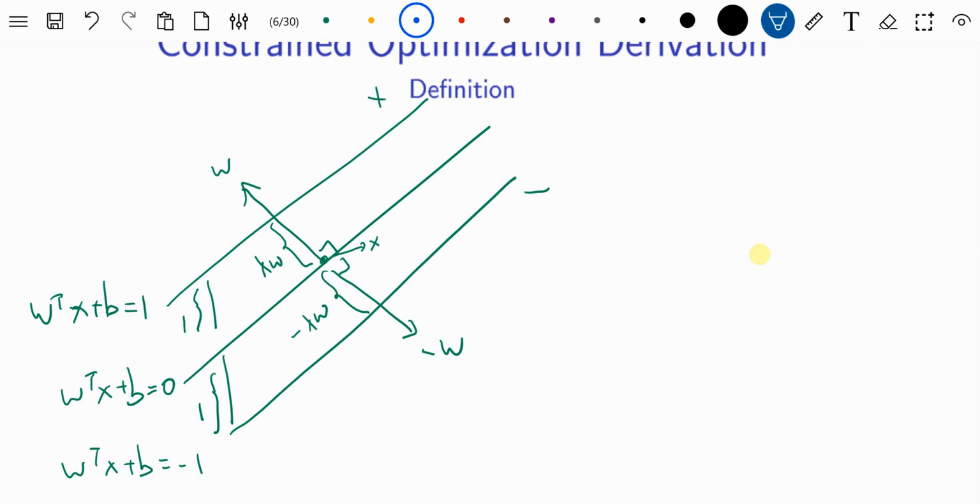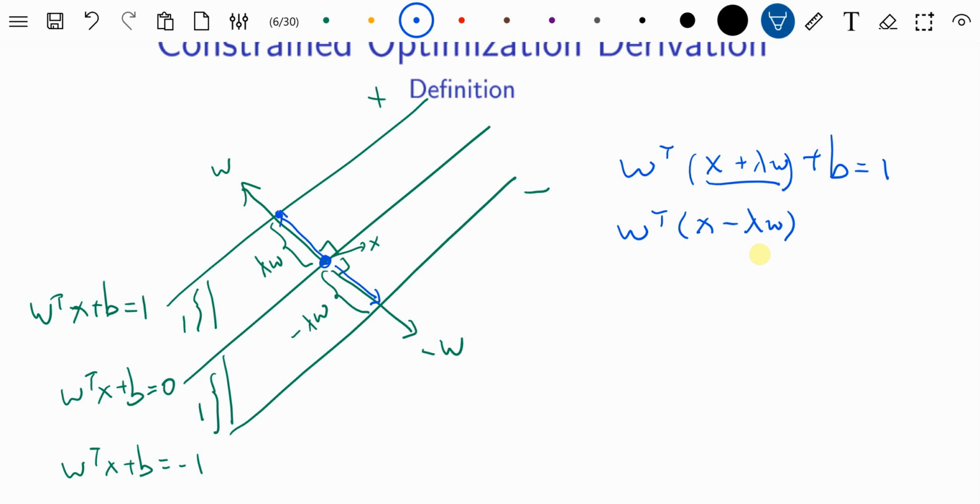So the thing you observe is if we start with x and then we add lambda W, we get here and we're on that line. So W transpose of that point plus B should be equal to 1. And that point is just X plus lambda W. Similarly, the same thing happens for the other one. W transpose (X minus lambda W) plus B should be equal to minus 1.